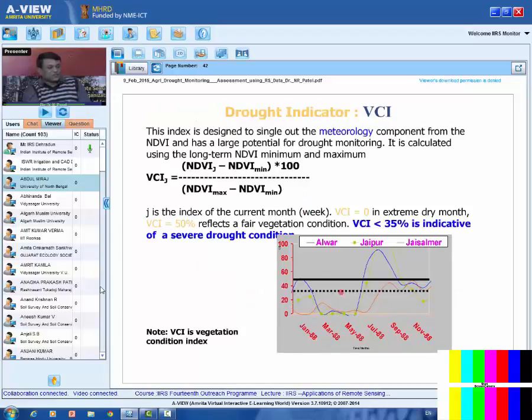VCI, this is generated for the drought sites Alwar, Jaipur and Jaisalmer. So here you can see VCI less than 35% means a severe drought, and a VCI equal to 50% reflects fair vegetation. A VCI of 0 means a dry month.